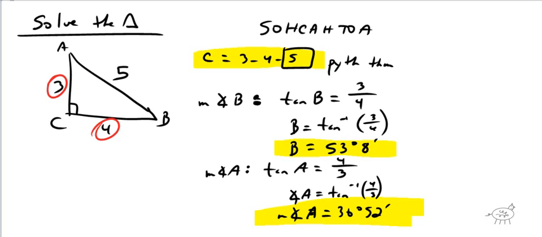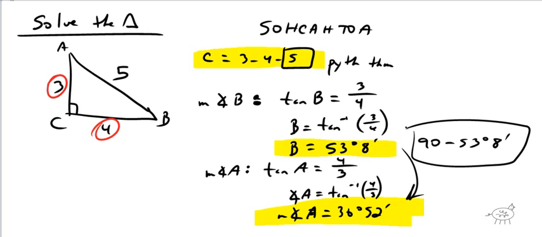Now, would I have done it this way to get angle A? Maybe. Truly, I know it's 90 minus 53 degrees 8 minutes, and I probably would have done this. I'm not going to mark it wrong if you use a calculated value, but I'm warning you that if you use a calculated value and it is wrong, you're just going to compound your error.